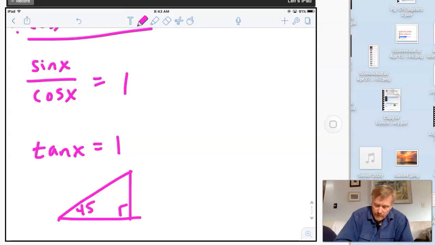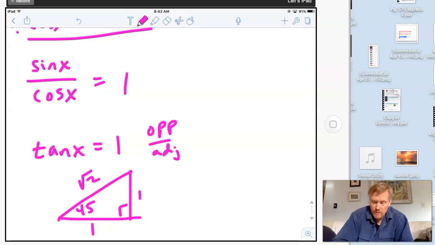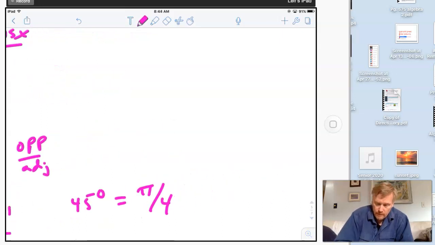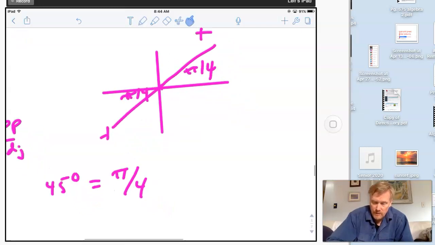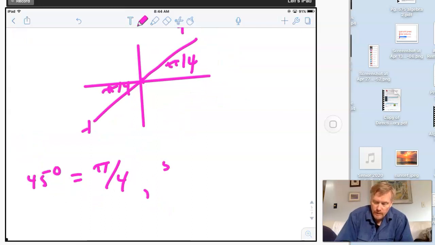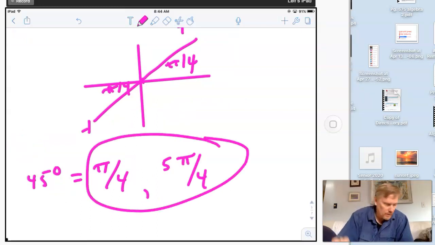So tangent of x equals 1, which means back to these triangles. This is a 45, 45, 90 triangle, and tangent is opposite over adjacent, which gives me 45 degrees as my reference angle, which is pi over 4. Then I'm looking for where the tangent is positive, which is quadrants 1 and 3. So my two answers are going to be pi over 4 and 5 pi over 4. And those are my two answers. All right, so next one.